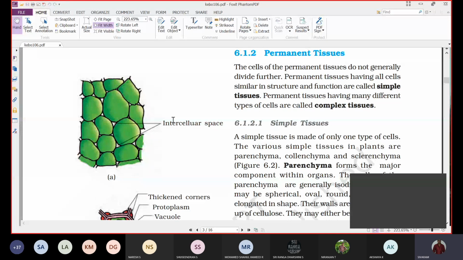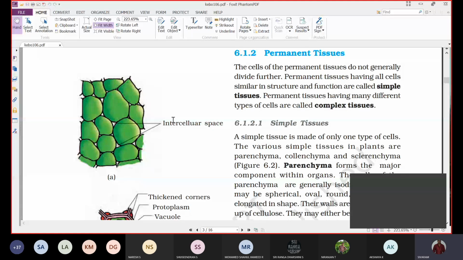The mesophyll cells are a little bit elongated, you can see, and they consist of a thin cell wall. The cell wall is made up of cellulose, that's why they are very thin and flexible.